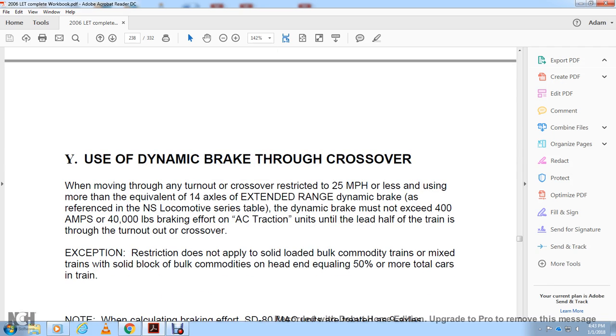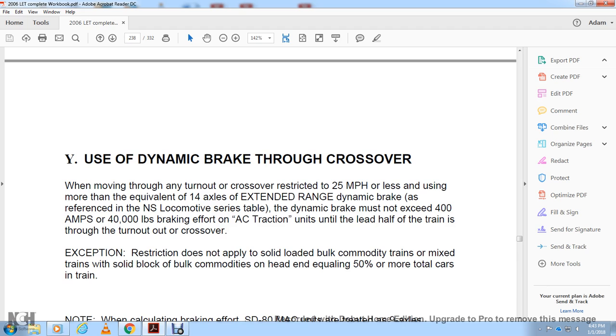Using dynamic brake through crossovers. When moving through any turnout or crossover restricted at 25 miles an hour or less, use the equivalent of 14 axle extended range dynamic brake as referenced in the Norfolk Southern Locomotive Series table. The dynamic brake will not exceed 400 amperes or 440,000 pounds of braking effort on the AC traction unit until the lead half of the train is through the turnout or crossover.